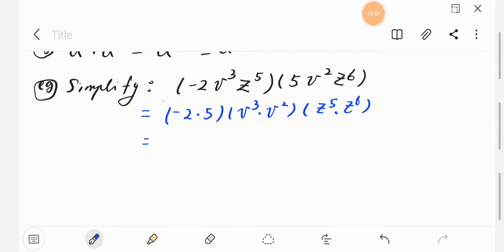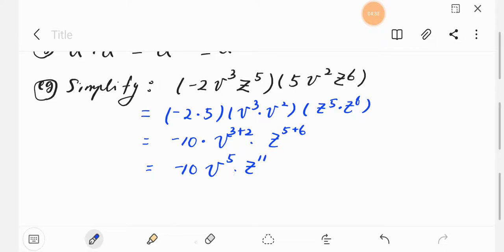From this, you can just multiply the numbers, then this will be negative 10. And for the v exponential forms, v is the same base, so we can add the exponents, 3 plus 2. And how about the z? The base z has exponents 5 and 6, so you can add these 2, because this is a product. All right, then finally, this is negative 10 times v to the 5th power times z to the 11th power.